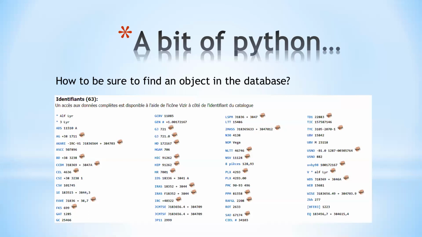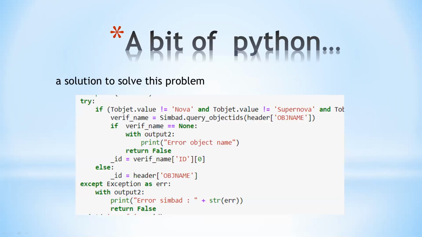For example, you have on the screen all the designations of the star Vega. There are many. I used two Sinbad database requests. You can therefore use many catalogs to designate the same object. This is a problem because we will not save all the names in our database for storage space considerations. My solution is in these few lines of code.